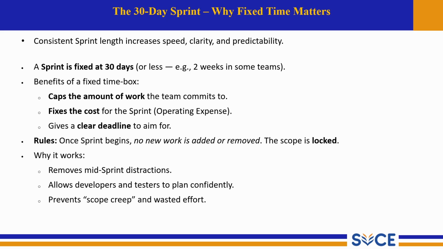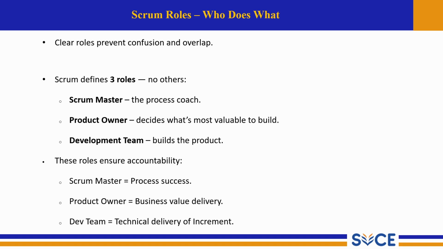Here, the rules of the sprint are: once a sprint begins, no new work is added or removed. The scope is locked. Why it works: it removes mid-sprint distractions and allows developers and testers to plan confidently. It prevents scope creep and wasted effort. Now we'll see the next one, what are the Scrum rules?